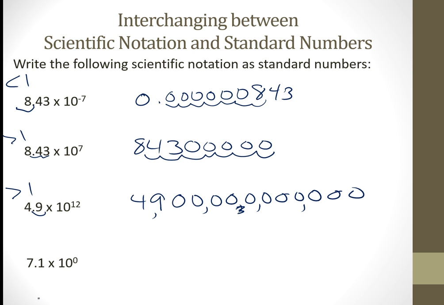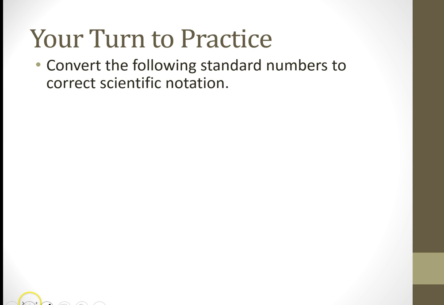Okay, now this one's a little tricky. It's not positive and it's not negative. It's 0. How many times am I moving the decimal point? Well, I'm moving it 0 times. 7.1. Done.